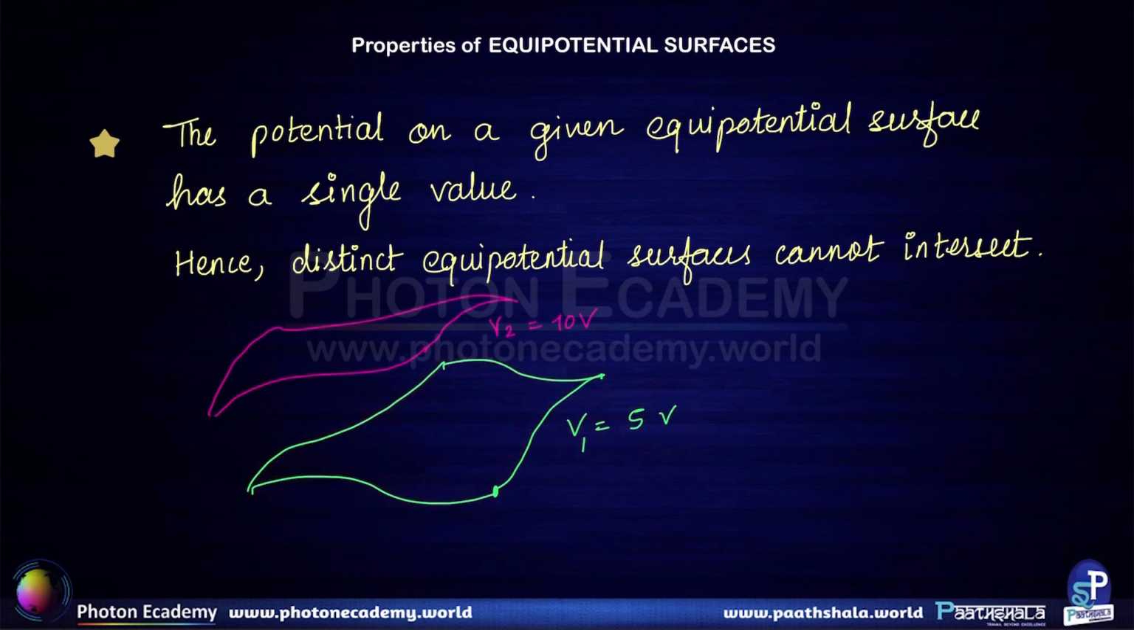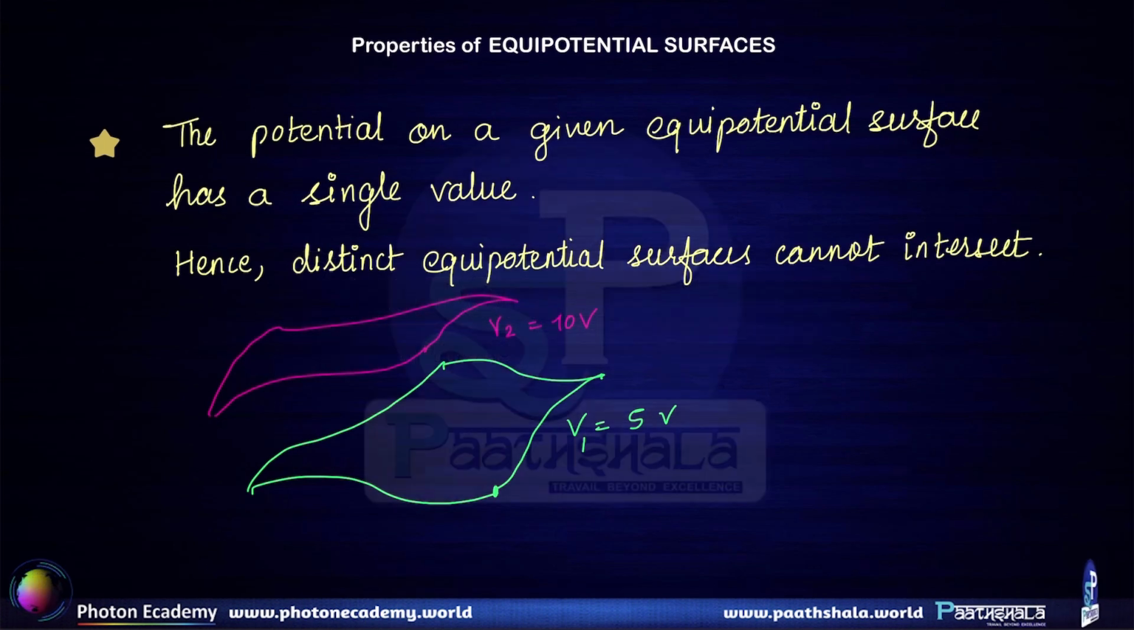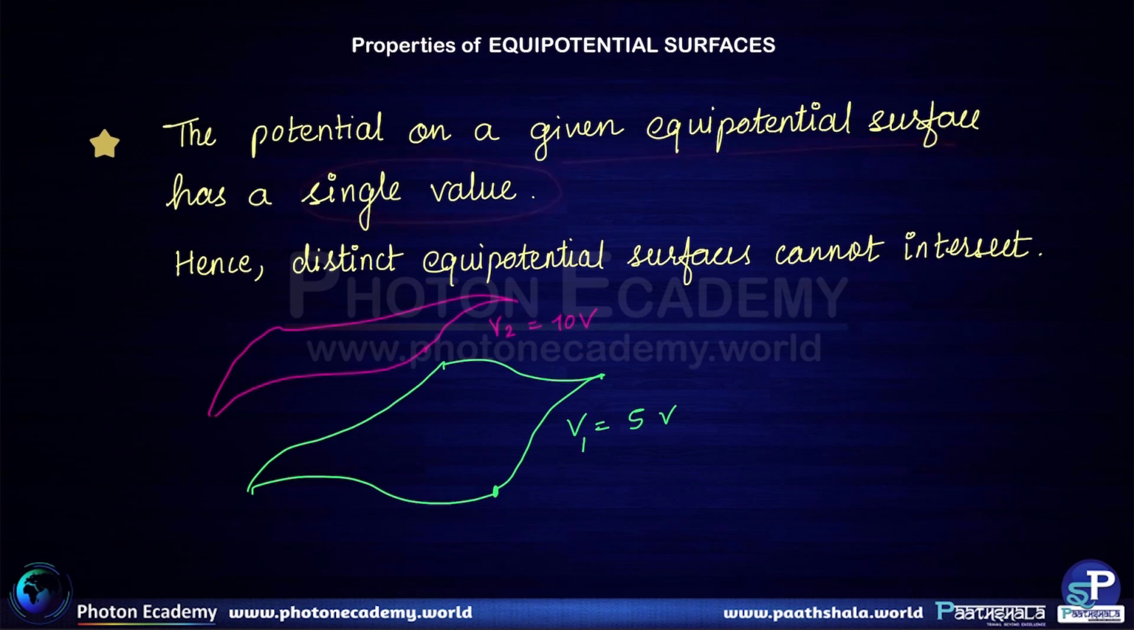So what does this imply? If they intersect and if they have one point in common that belongs to both the surfaces 1 and 2, then in that case there would be a confusion. What would be the potential of that point? Will it be 5 volts or will it be 10 volts? This confusion is not allowed. That's why equipotential surfaces do not intersect. They cannot intersect. And every point on a given equipotential surface has a single value of potential.